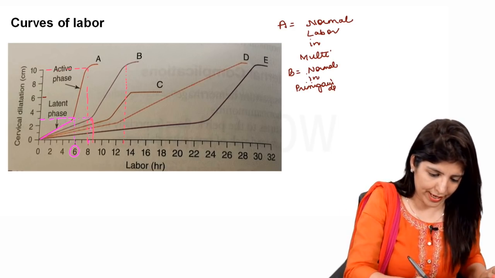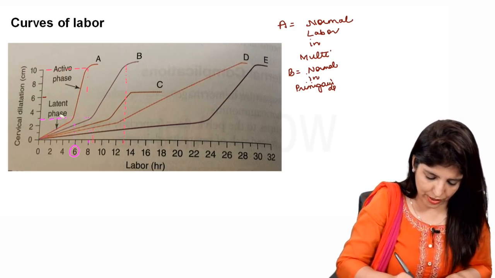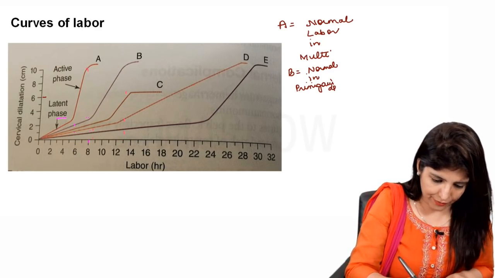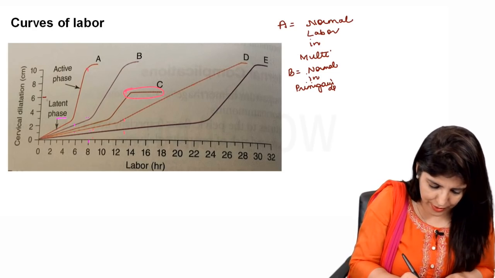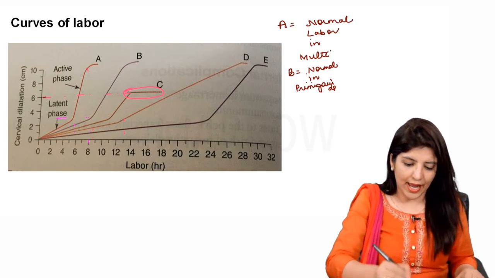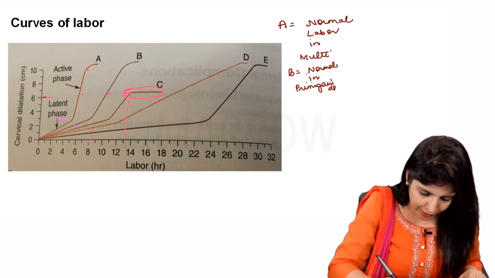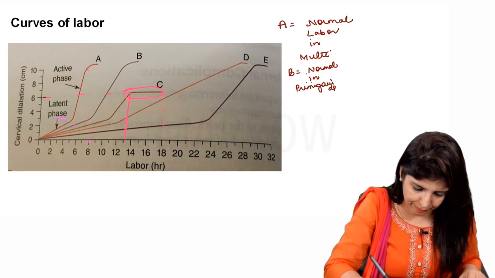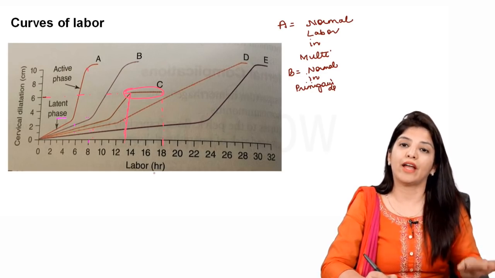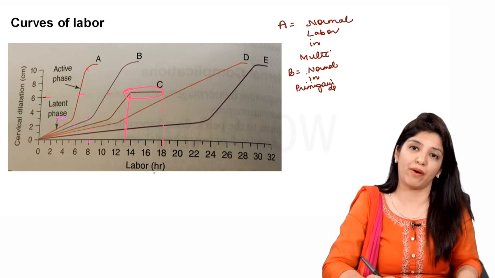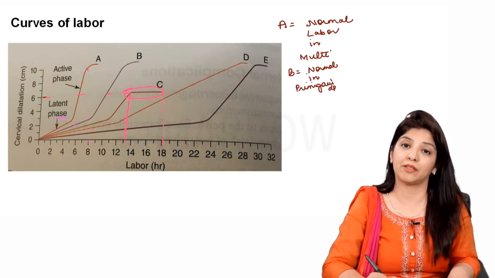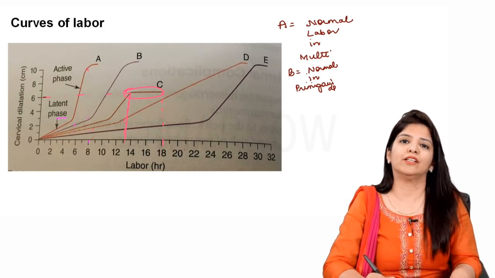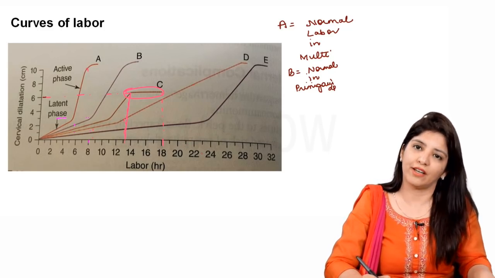Clear? Now, look at graph C. So, I am erasing all this so that now you have a look only at graph C. In graph C, I can see a plateau at 6 centimeters, right? And this plateau is happening from 13 hours and it is happening up till 18 hours. That means 5 hours have passed and still the dilatation of the cervix is 6 centimeters, and that means it is active phase arrest.